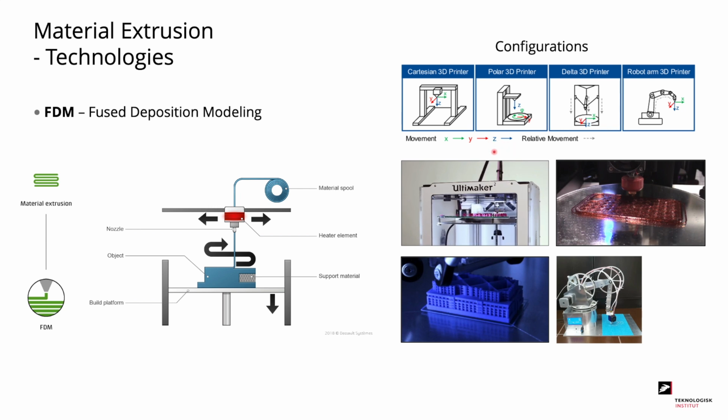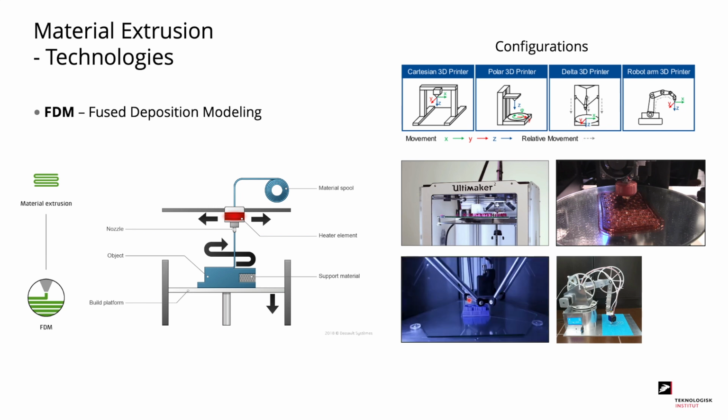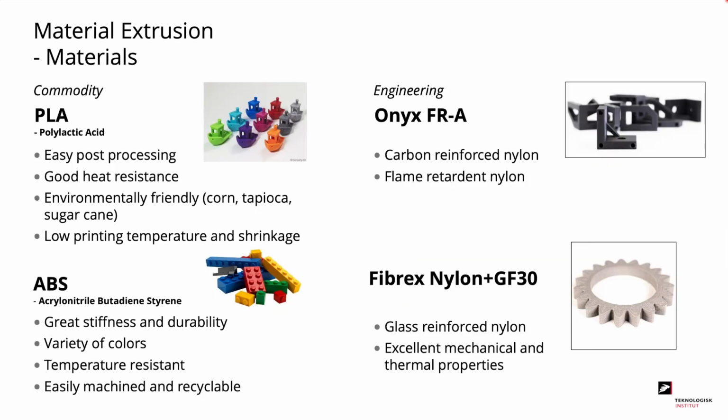Then we have the Polar 3D printer. Here the platform moves while the nozzle is steady. The third configuration is the Delta 3D printer. Here the nozzle is being controlled using 3 linear actuators, and the material is being deposited on a steady platform. The final configuration is the Robot Arm 3D printer. Here you are simply using a robot arm to control the deposition of the material as it is being extruded through the nozzle. Let's have a look at the materials used for material extrusion.